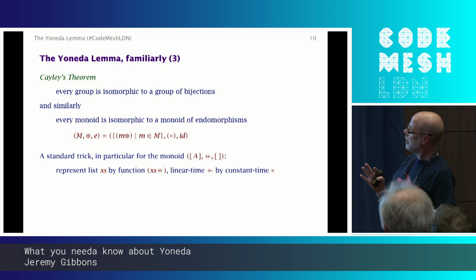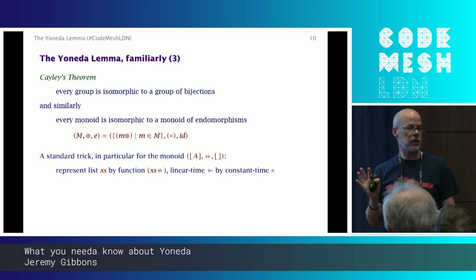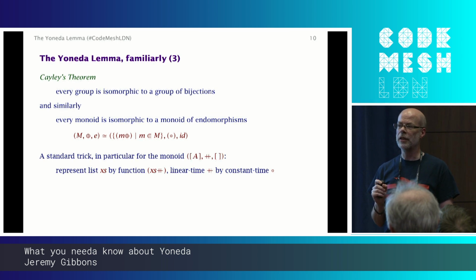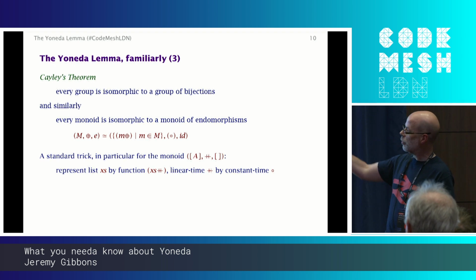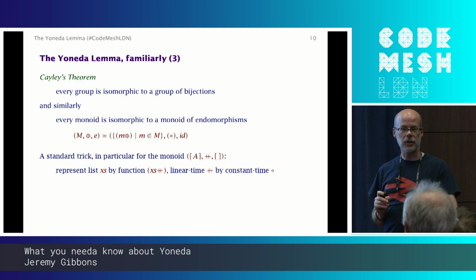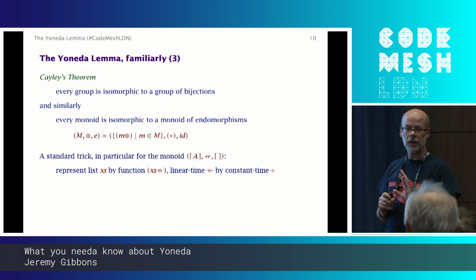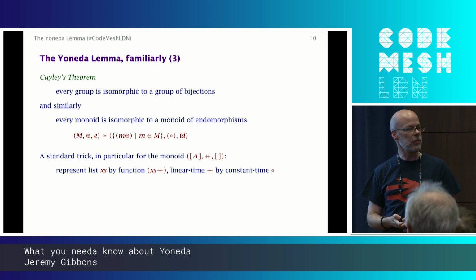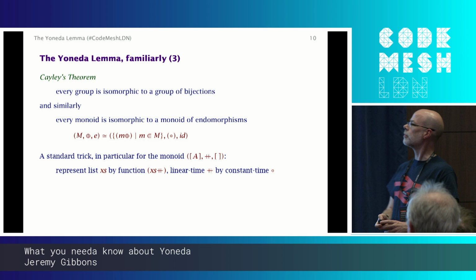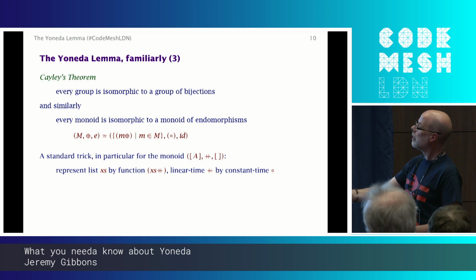So this is what sits inside the fast reverse program, if you look at it in the right way. If you just do reverse in the obvious way as a fold, it's quadratic time. If you represent your lists in the way John taught us, then it's just an obvious linear time program, and it's this representation that makes that work. So that's the Yoneda lemma too.